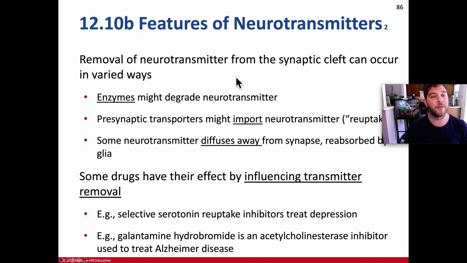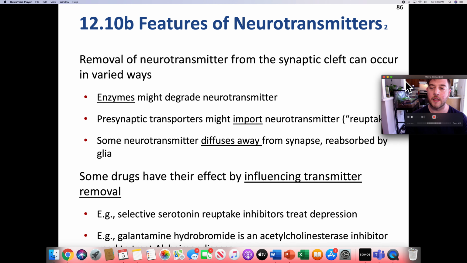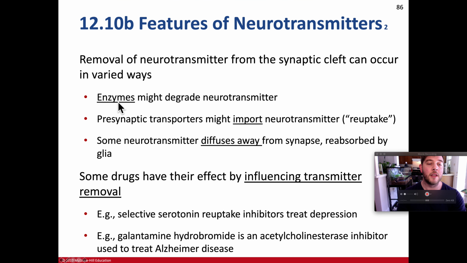The removal of neurotransmitter from the synaptic cleft can occur in varied ways. Enzymes might degrade the neurotransmitter, like acetylcholine esterase. The presynaptic neuron transporters might import neurotransmitter, just as they have calcium pumps to pump calcium out of the synaptic knob. They can have pumps that will bring neurotransmitter back into the synaptic knob.